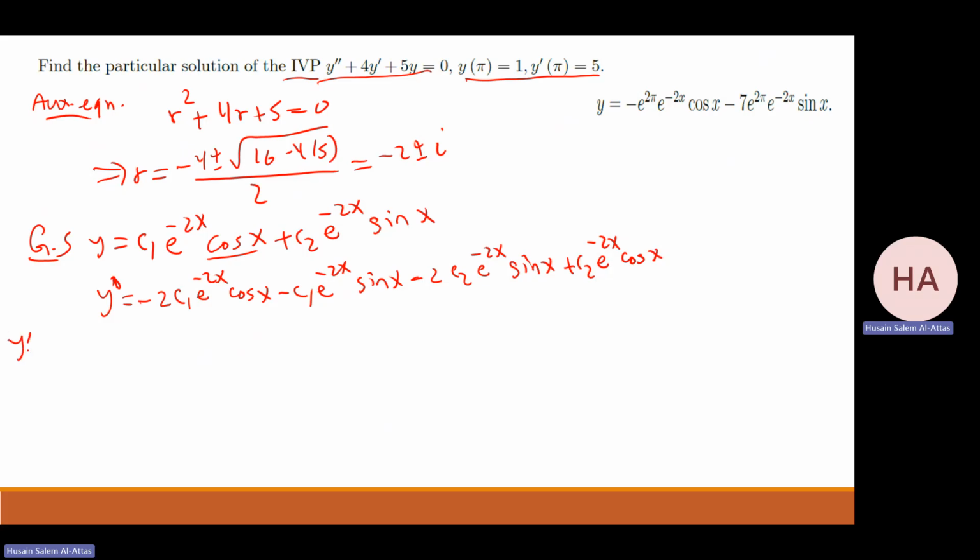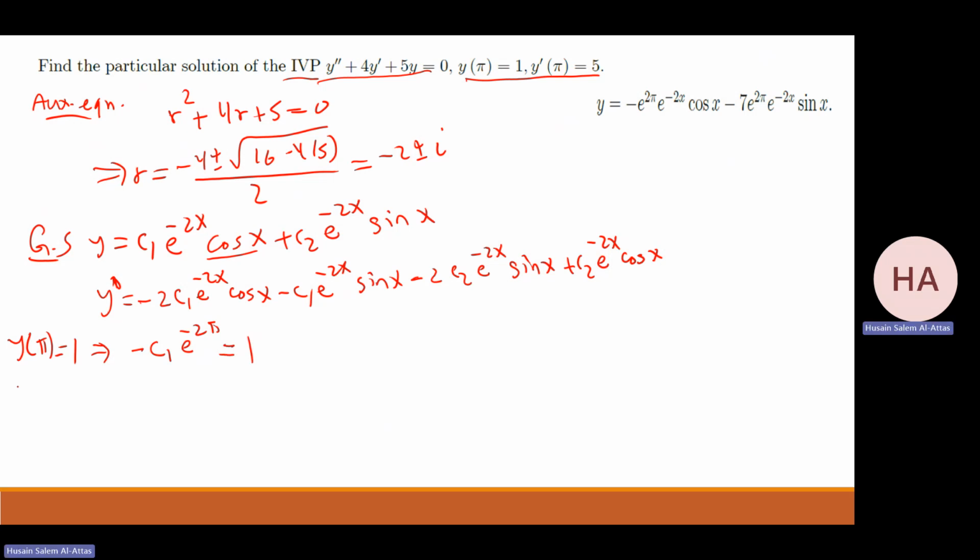Okay, now we'll go to the conditions. y at pi equals 1. Then I have what? Cosine pi is minus 1, so I have minus c1 e to the minus 2 pi. Sine pi is 0, gone. And that will be equal to 1.